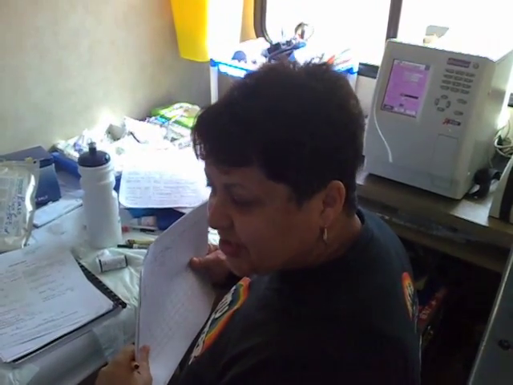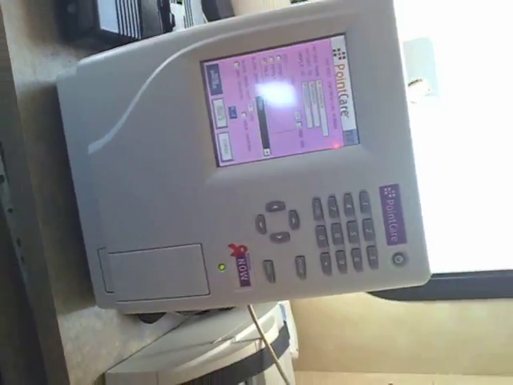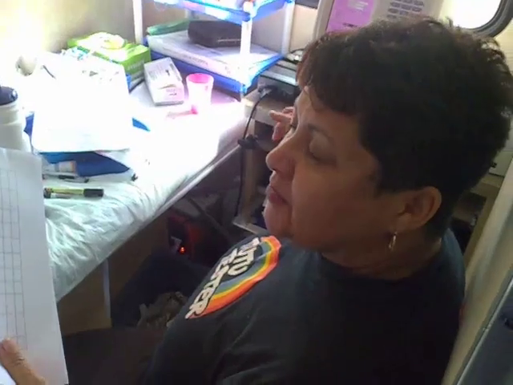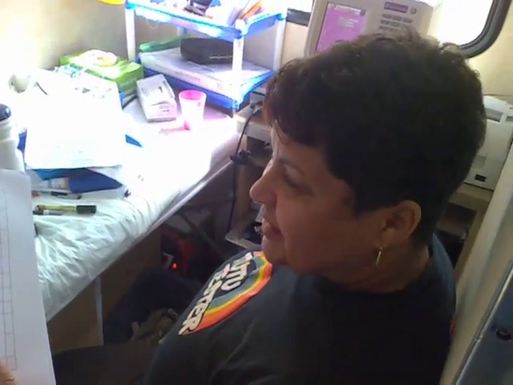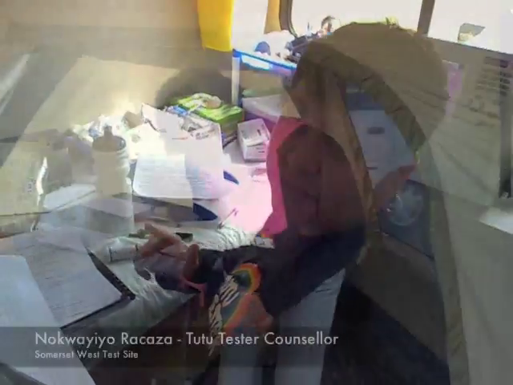If they are HIV positive, I do a staging examination so that the patient can get on the spot CD4 readings. What is a CD4? A CD4 is the amount of white blood cells. These are the cells that are depleted when you become HIV positive.